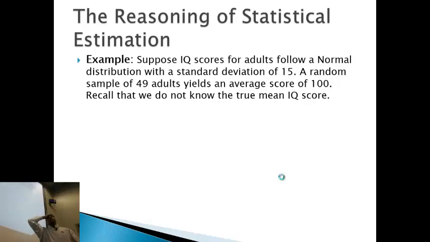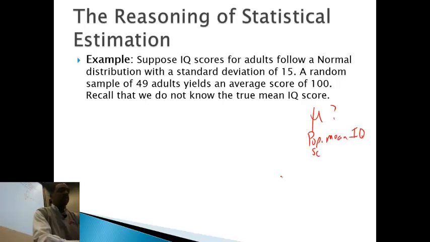So suppose I'm interested in IQ scores and how smart humans are, right? I don't have the time or the money to talk to every single person out there in the world. Technically, I do not know what the true average IQ score for every single person in the world is. So the population mean mu is undetermined. I don't know what that is.